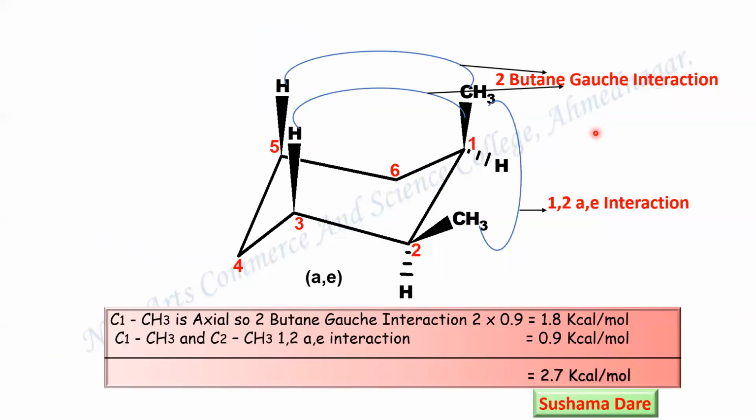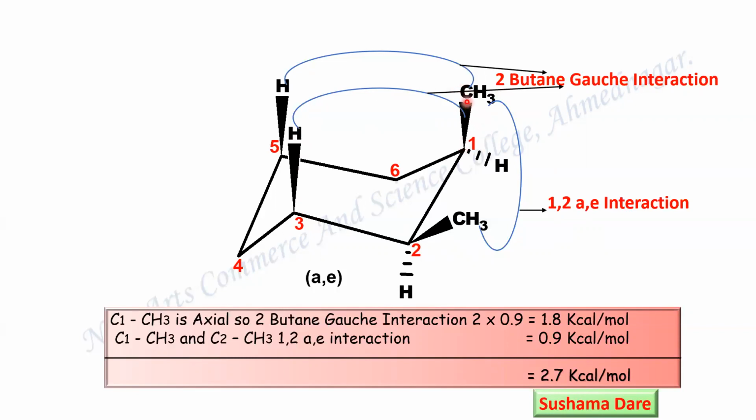Now what are the different types of interactions here? Look at this axial methyl group. Whenever there is an axial methyl group, as we already saw, for one axial methyl group there are two butane-gauche interactions. Which are those? Butane-gauche interaction means 1, 2, 3 and 4. So this axial hydrogen at number 3 causes an interaction with this methyl group.